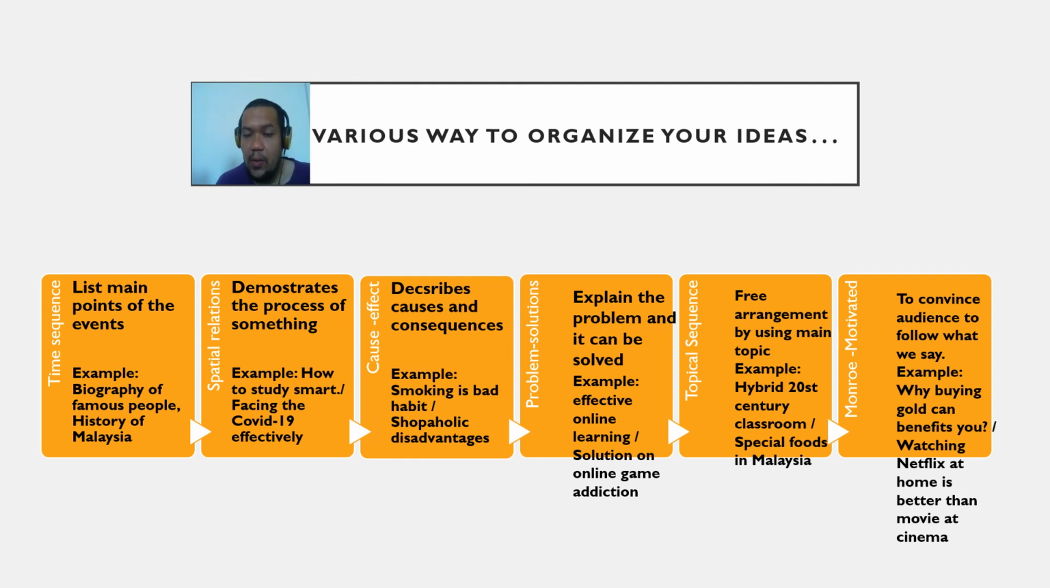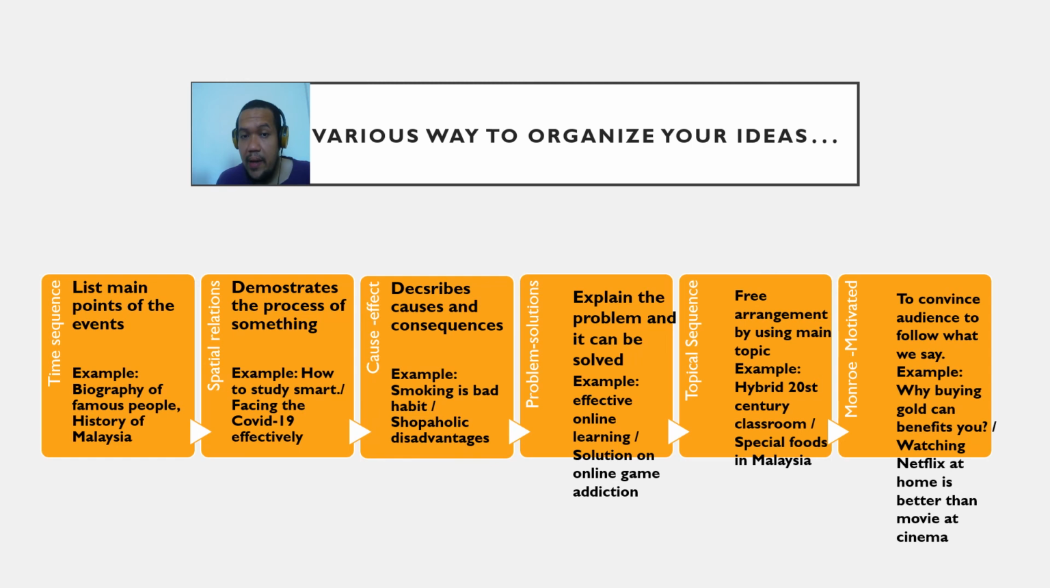All right, the last one is Monroe's motivated sequence. I'm going to explain it in detail when we learn about persuasive speech, because there are certain stages that you have to follow. Basically, you use Monroe's motivated sequence when you want to convince the audience to follow what you say.